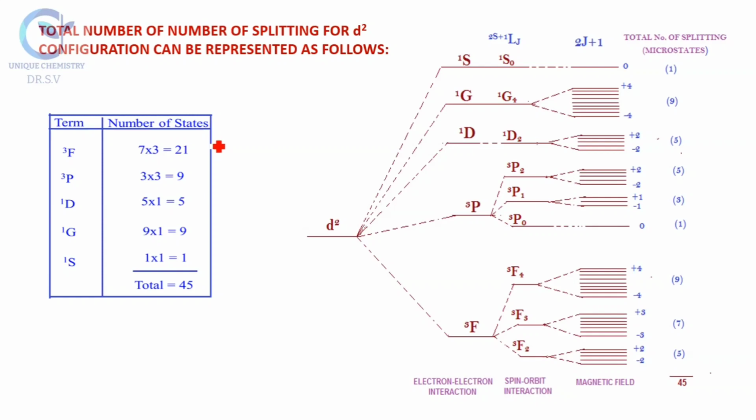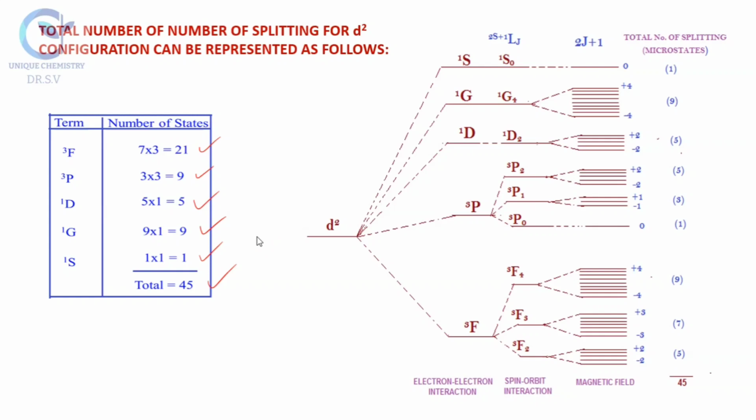For F, that is 7 into 3, you will get 21. And for P, the degeneracy is 2L plus 1, which is 2 into 1 plus 1, equal to 3. So 3 into 3 is 9. Then D has degeneracy 5 and 1, so you will get 5. The degeneracy for G is 9 into 1, so you will get 9. And the degeneracy for S is 1 into 1, so you will get 1. Totally, you will get 45 microstates.